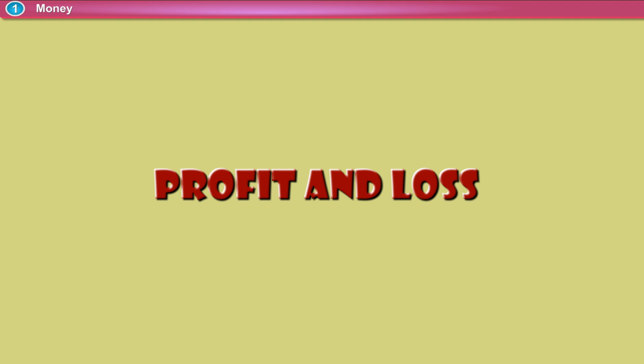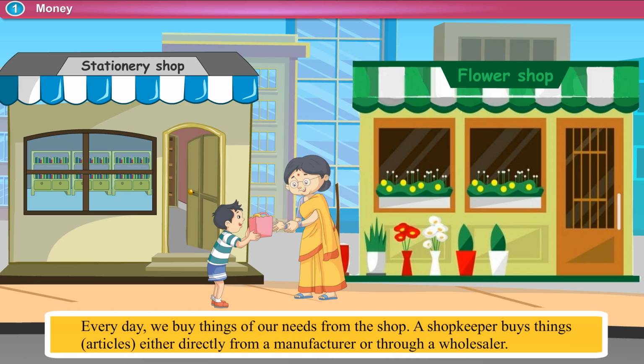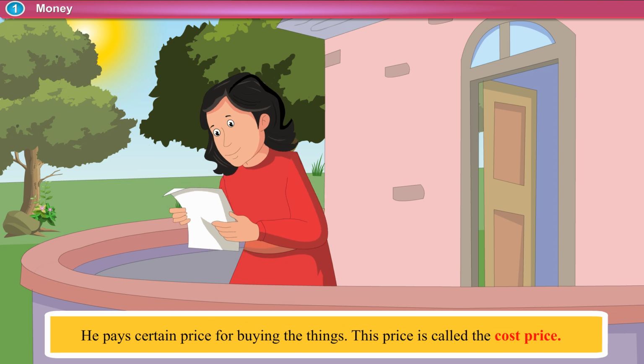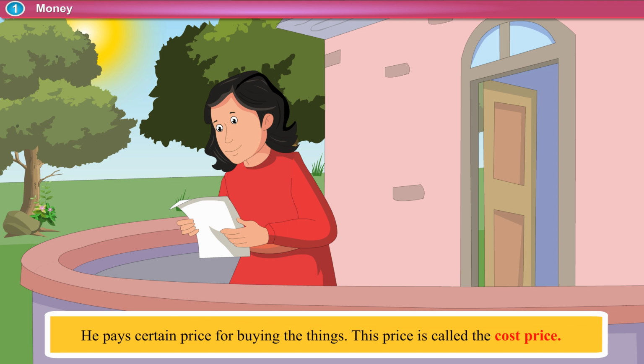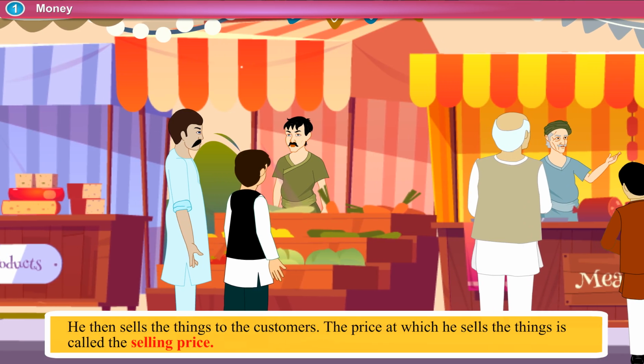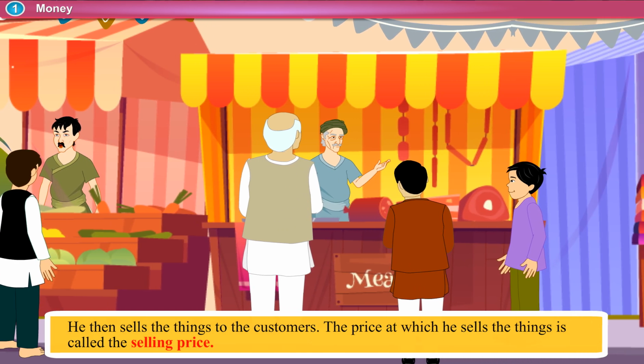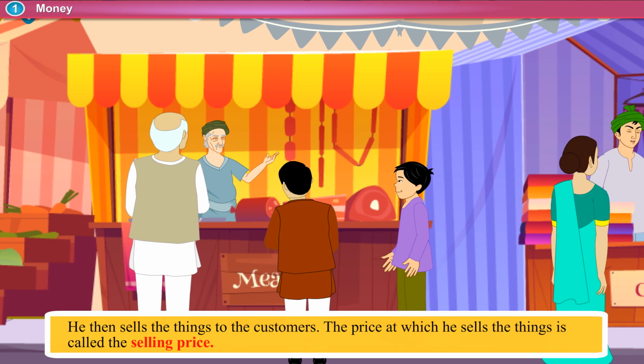Profit and loss. Every day, we buy things of our needs from the shop. A shopkeeper buys things, articles, either directly from a manufacturer or through a wholesaler. He pays a certain price for buying the things. This price is called the cost price. He then sells the things to the customers. The price at which he sells the things is called the selling price.